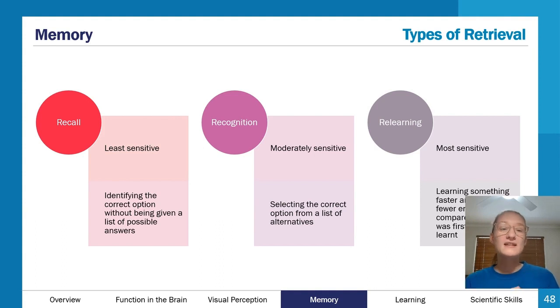So we have these three types of retrieval. Recall, where you need to bring the information back with very minimal cueing. Recall, I'd say, is kind of like our short answer questions on a test, whereas recognition is our multiple choice. All you need to be able to do is select the correct response from a list of alternatives. Whereas relearning is when you have to learn it all over again. But again, it is much quicker and more efficient than learning something for the first time.